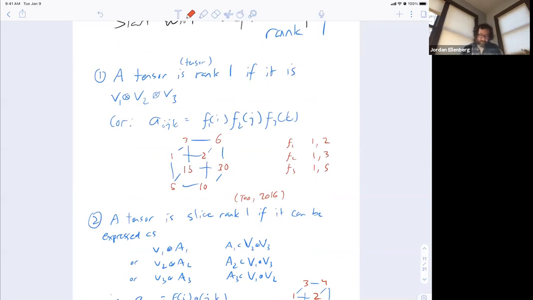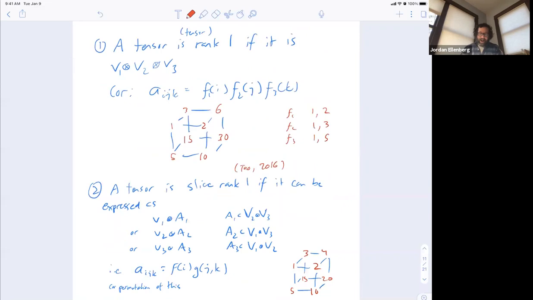If you can express it in one of three ways, either as a vector in one of the spaces tensor something in the other two spaces, or V2 tensor something in V1 tensor V3, or a little vector in V3 tensor something in V1 tensor V2. Okay, so again, if you like multilinear algebra, that's a very sensible thing to say.